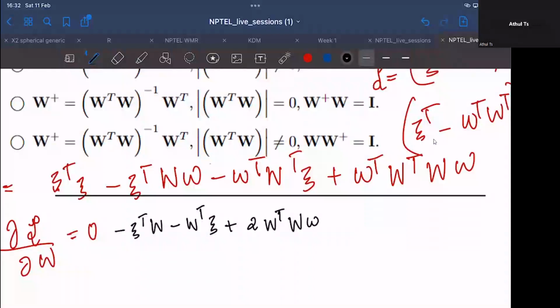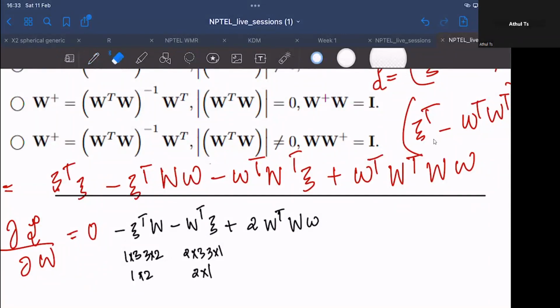So what if we check these dimensions? Zeta transpose would be 1 cross 3, and W would be 3 cross 2. So this is 1 cross 2. And W transpose would be 2 cross 3, and zeta would be 3 cross 1. So this is indeed 2 cross 1. So to correct these dimensions, it should be the opposite. It should be zeta transpose omega. Then only will we have consistent dimensions.